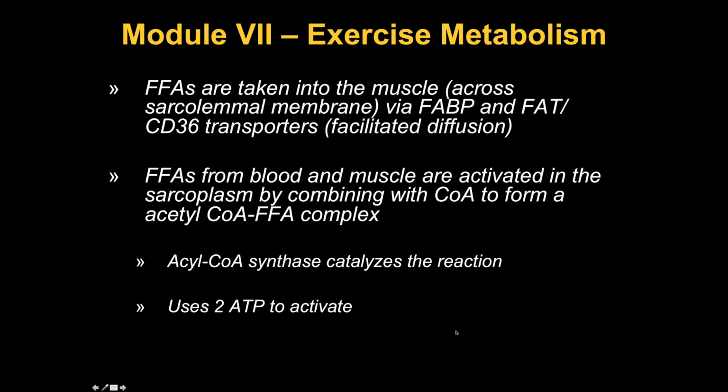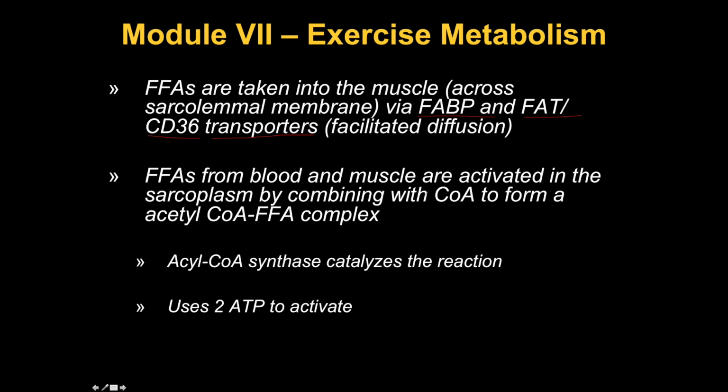So free fatty acids have been released into the bloodstream as a result of epinephrine performing hydrolysis via hormone-sensitive lipase of adipose tissue triglyceride. So we've got these free fatty acids floating around in the bloodstream. They need to be taken up into the muscle, and they do so via that sarcolemmal membrane that we just saw. And there are transport proteins, FABP and FAT/CD36 transport proteins, and they're going to be a part of facilitated diffusion. And so they drag in that free fatty acid across this sarcolemmal membrane.